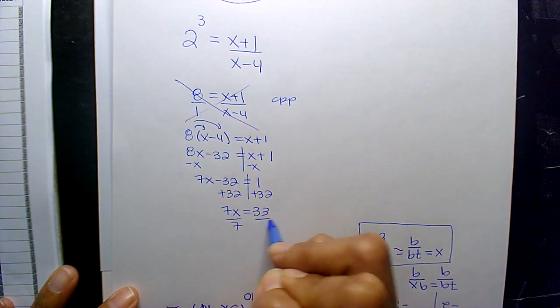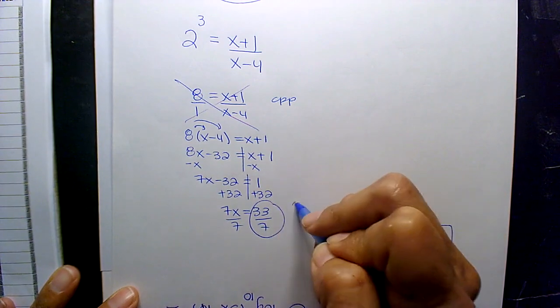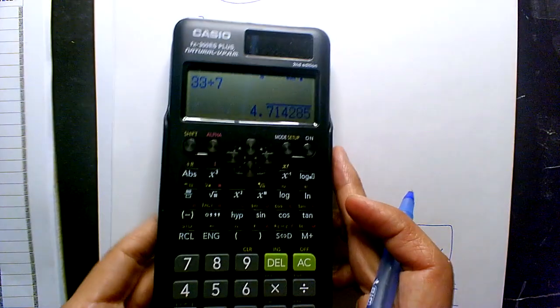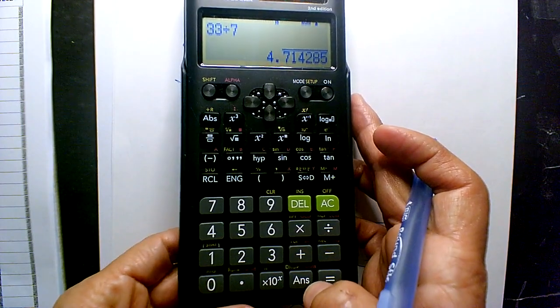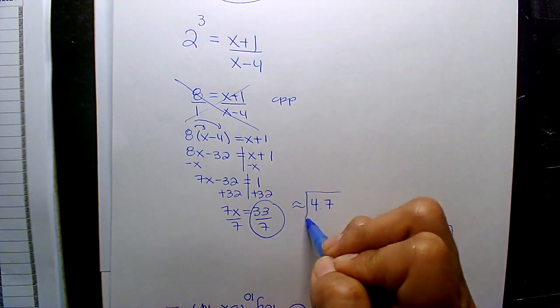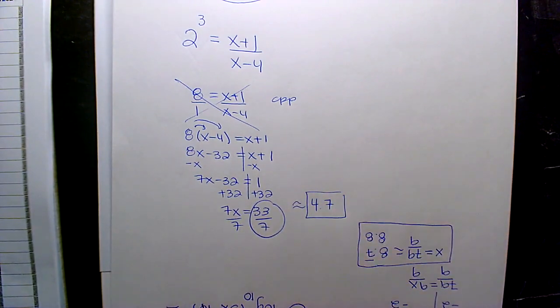All right, and then you can give me the 33/7, or what is it? 4.7? Yes. Okay, thank you, Miss Laura. Or 4.7, and that's what x is equal to.